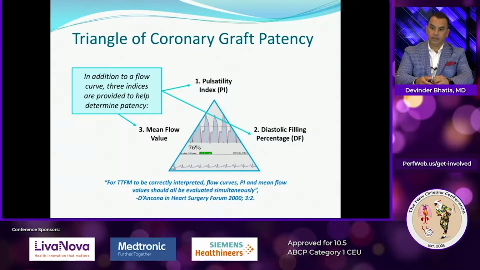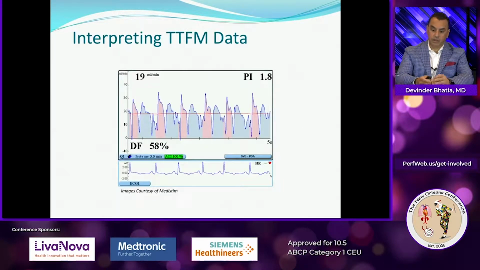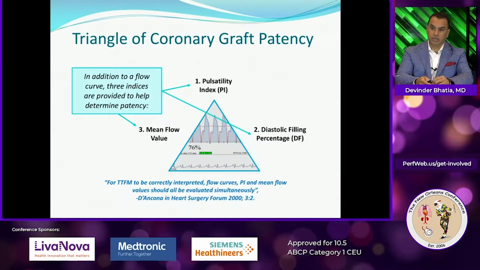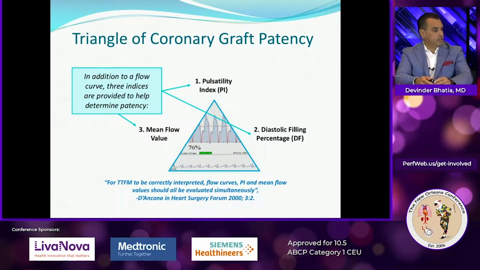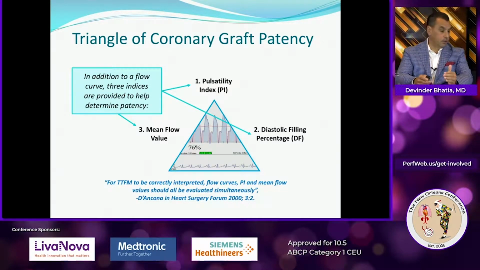Now, the triangle of coronary graft patency in this technology, as we've been talking, we need a good pulsatility index, a good mean flow, and a good diastolic filling. And for transit time flow monitoring to be correctly interpreted, flow curves, pulsatility index, and mean flow values should all be evaluated together. So you can't just look at one thing and say that your graft is good. All three have to correlate, and they all three have to be within the ranges that we look for when we measure these bypass grafts.